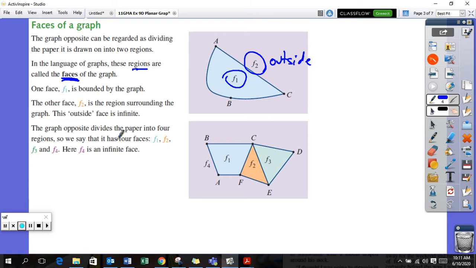Okay, so here we've got the graph, which is basically the edges, the blue lines. And what we've done is we've colour coded the different regions or faces. So we've got face 1, face 2, face 3, 3 different regions inside the graph, and then we've got the outside region. So this one has 4 faces. This one has 2 faces.